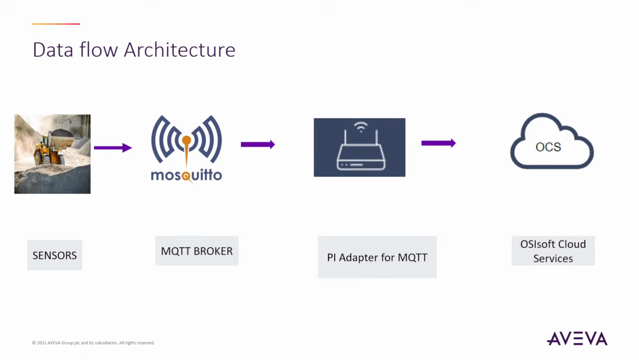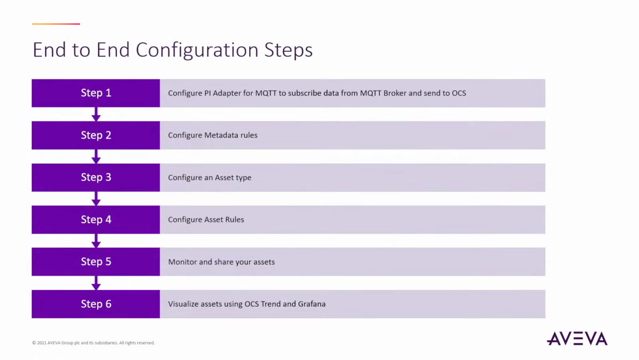So again, to revisit the use case, it's all about subscribing data to a Mosquitto MQTT broker, using the PI Adapter for MQTT, and sending that data into OSIsoft Cloud Services. These are the 6 steps that we're going to be following for the next 45 minutes.